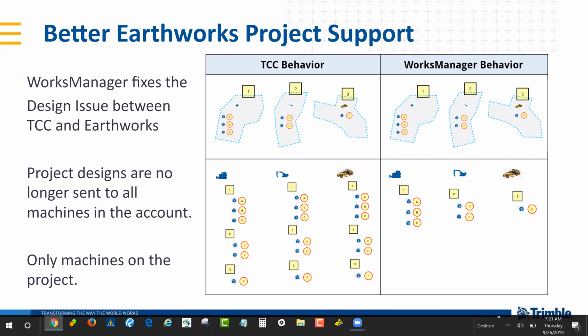And I know that we've heard that operators will get confused or have trouble selecting the project that they're on and that type of stuff because they've got so many projects in their device. With Works Manager, what we've got set up now is that the device is only going to see projects and designs that it's associated with. So in the example over on the right, you're seeing that there's a dozer, an excavator, and a motor grader, and they're on 3 different projects, and they've only got designs for the projects that they're on. They don't have all the other designs.